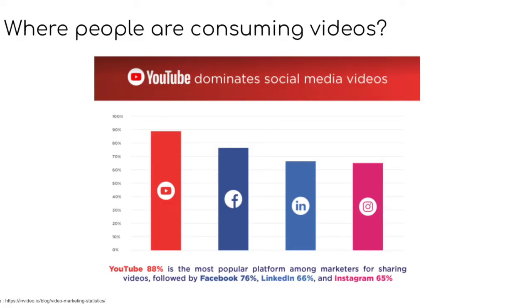Now, where are people consuming videos? People are consuming videos on YouTube, Facebook, LinkedIn, Instagram, and many other platforms. But these are the major places where people are actually consuming videos. And 88% is the number that has come up for YouTube, that people say it's the most popular platform among marketers for sharing videos online, followed by Facebook, LinkedIn, and Insta. So YouTube is the most popular platform when it comes to putting videos. That also gives us a reason why YouTube is important. I'm not saying other platforms are not important, but the reach that you get via YouTube, and the benefit that you get via uploading your video on YouTube is enormous.